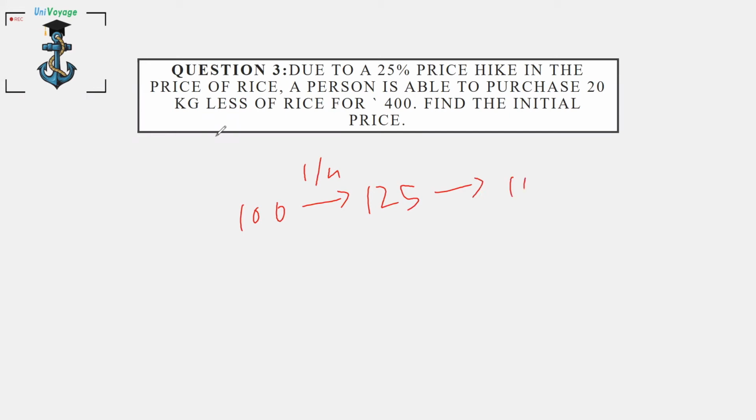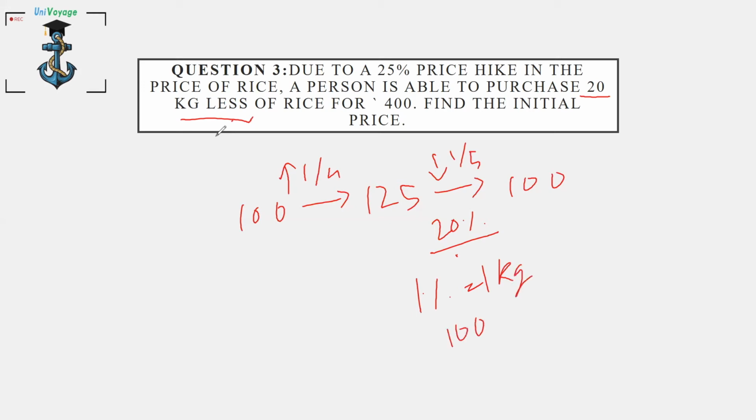So in order to get it back to 100, since it went up by 1 by 4, it has to come down by 1 by 5, and that is 20%. Okay, so now when you reduce 20%, you are able to purchase 20 kgs less of rice. So basically the 20% reduction equates to a 20% reduction in consumption of rice. So basically your 1% is 1 kg and your original 100% was 100 kgs. Okay, and you used to consume 100 kgs for 400 rupees because the amount remains the same.